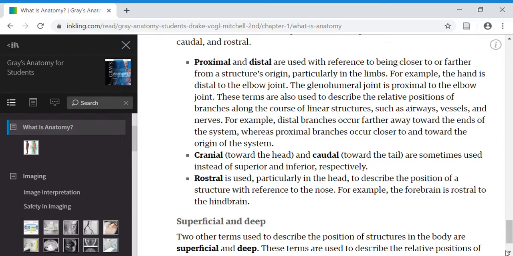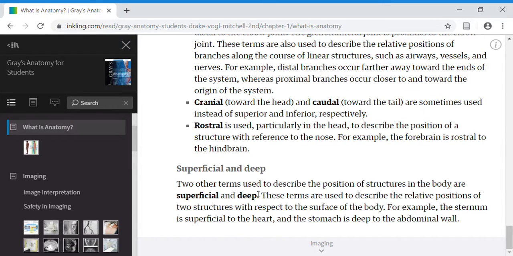So superficial and deep. Those structures that are on the surface of the body are called superficial, and those structures which are found deep inside the body are called deep. So for example, the heart is deep, whereas the ribs and sternum are superficial. So that's a way of explaining those anatomical positions.